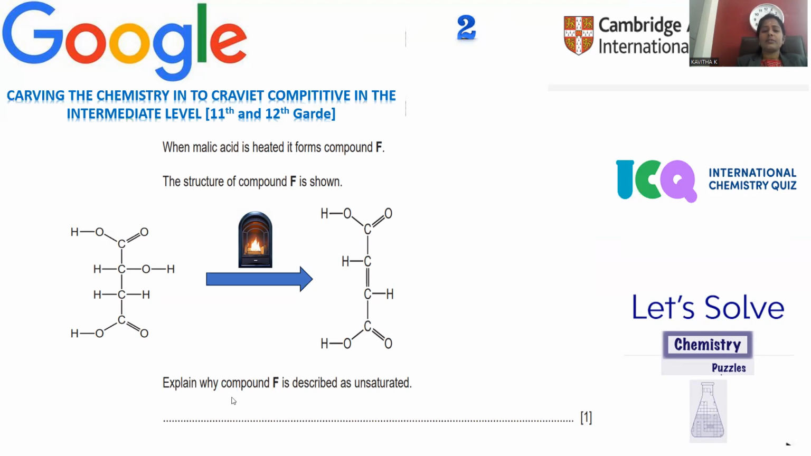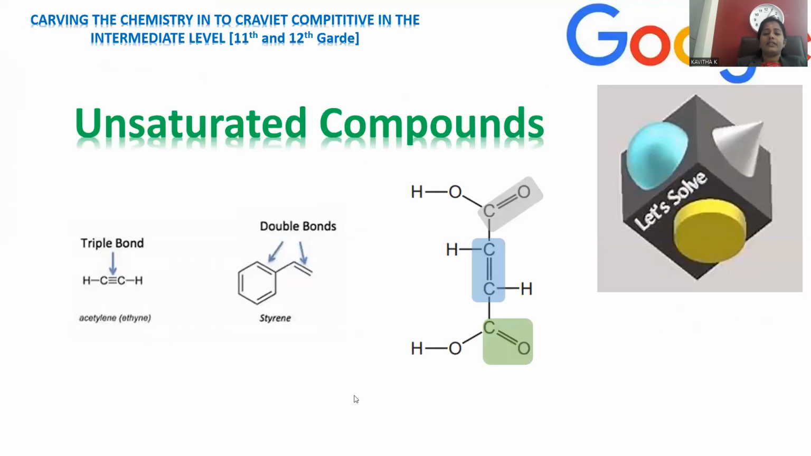Here the question is, explain why the compound S is described as unsaturated. How can we say this compound, generated after heating, is unsaturated? It is a dehydrated product because we removed water from malic acid by the heating process, and this dehydrated product is designated as unsaturated. What is the reason for that? In order to explain, first of all, we have to know what is meant by unsaturation.